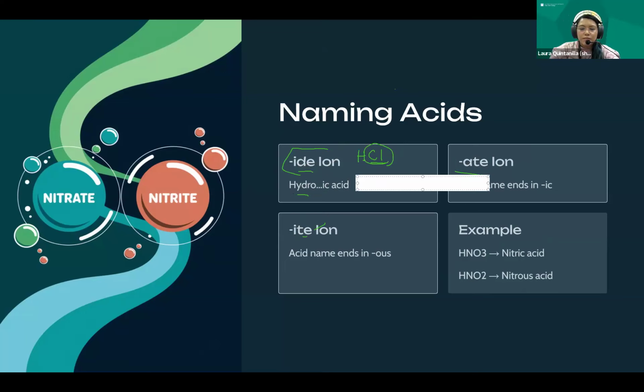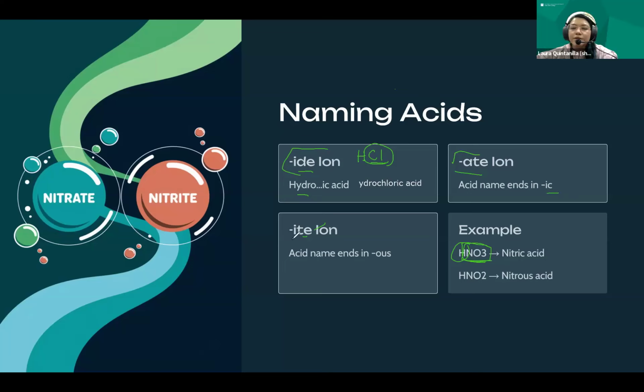Okay, I messed up typing here. It should say hydrochloric acid. So let's look at the second example. If something ends in ate, then it will become an ic acid. So that example is this one right here. NO3 is nitrate. So if it has an H in the front, it's going to change from nitrate to nitric acid. So that's just based on the name of this ion. That ion is a nitrate ion, so you're going to follow that rule of becoming an ic acid.